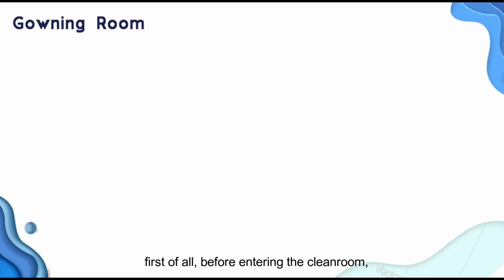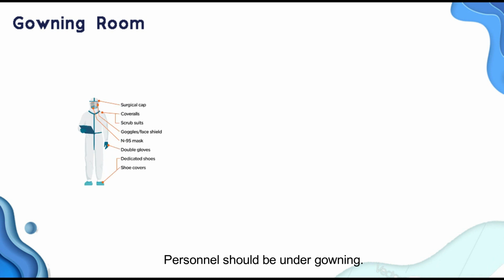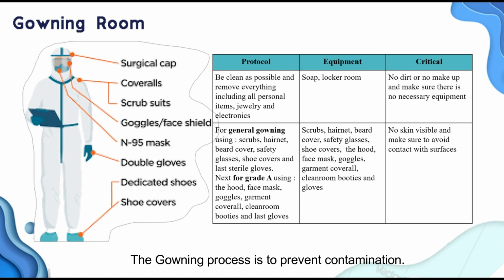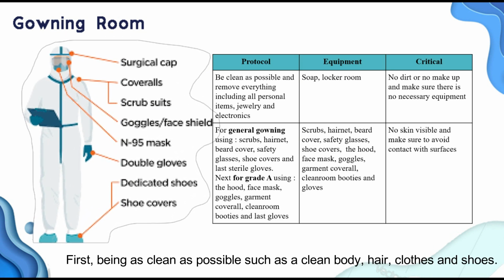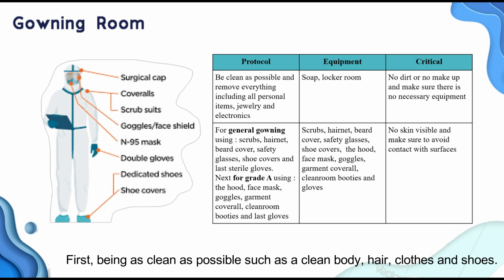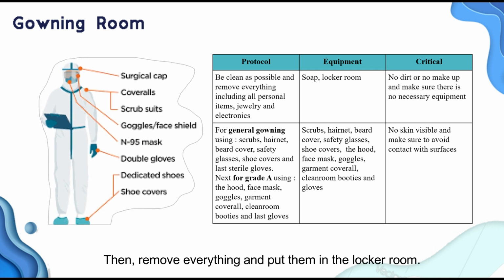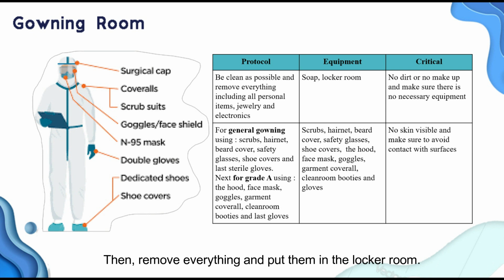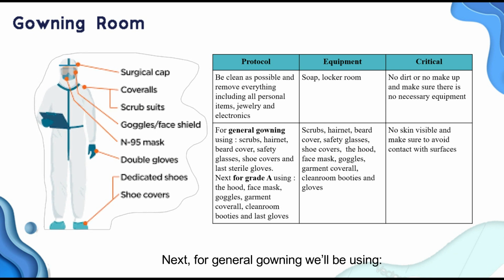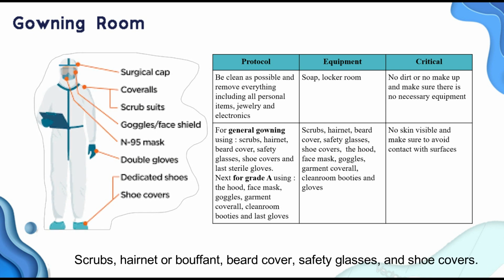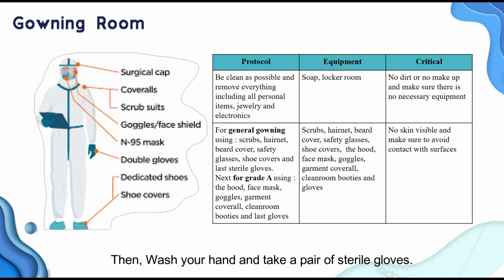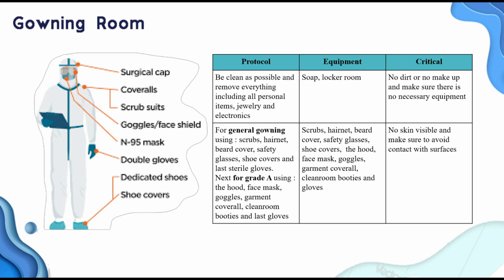First of all, before entering the clean room, personnel should go through a process called gowning. The gowning process is to prevent contamination. First, be as clean as possible, such as clean body, hair, clothes, and shoes, then remove everything and put them in a locker room. Next, for general gowning, we'll be using scrubs, hairnet or bouffant, beard cover, safety glasses, and shoe covers. Then, wash your hands and take a pair of sterile gloves.